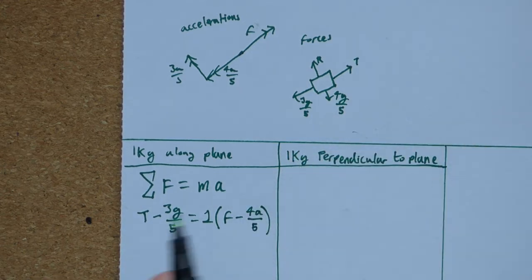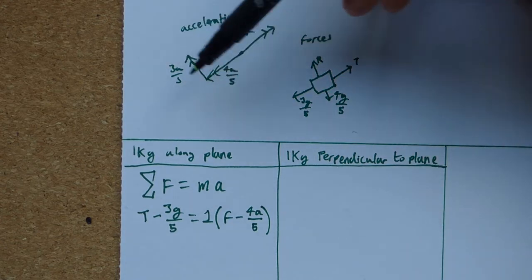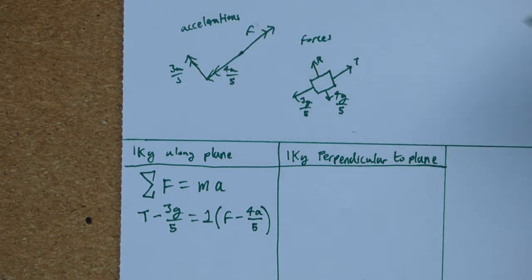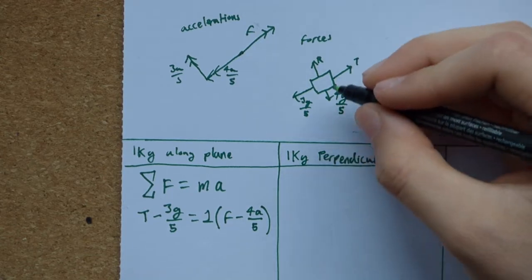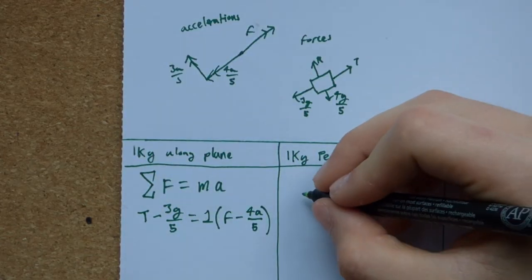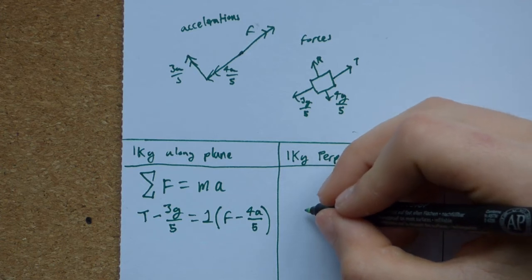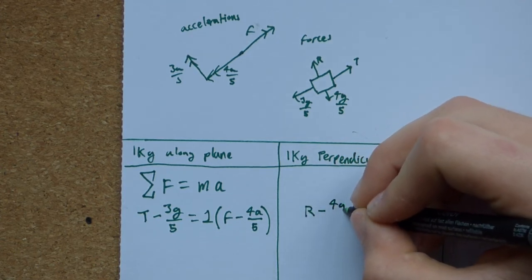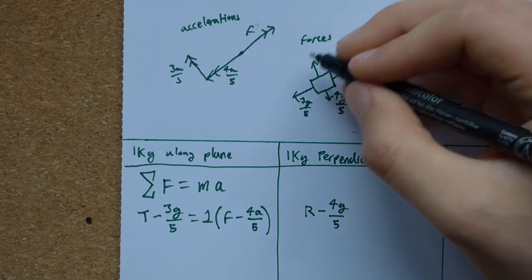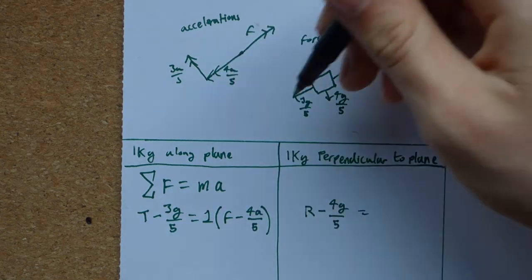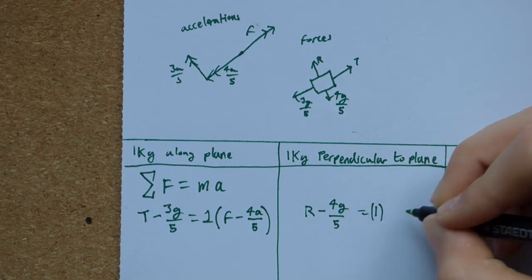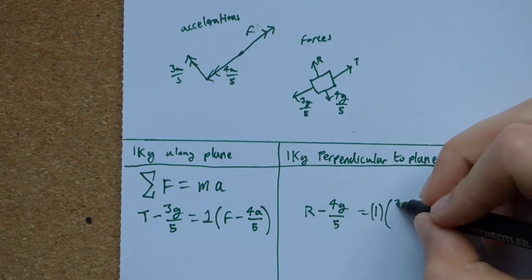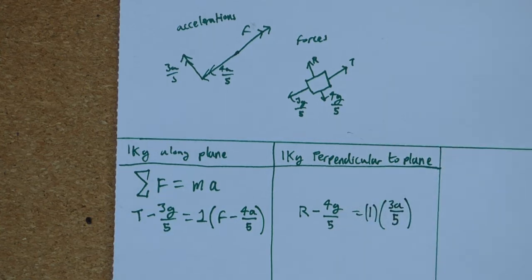So then we can do the exact same for perpendicular to the plane, where because our acceleration is going up and to the left, and so is R, we'll take R as our positive direction. So we have R, for the same sum of forces is equal to mass times acceleration, R minus 4g over 5, because that's going opposite, is equal to mass 1 times acceleration. We just have one acceleration here, which is 3a over 5.